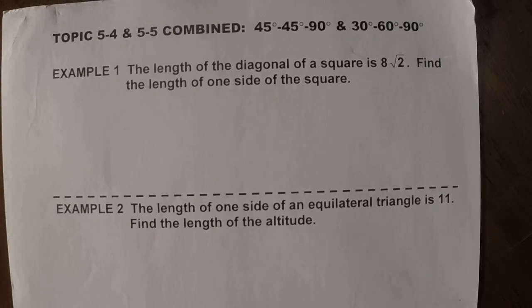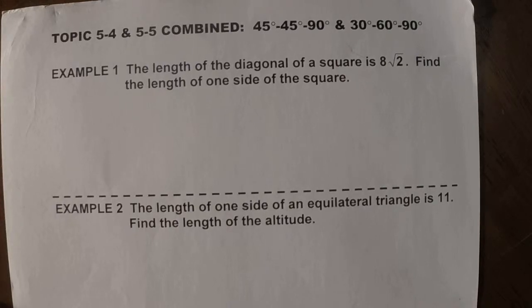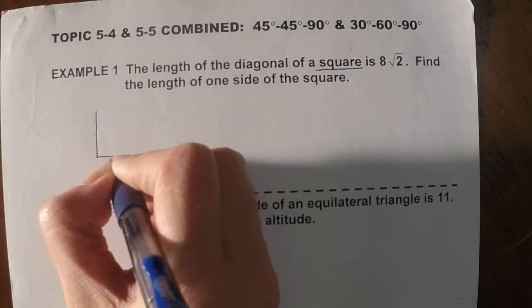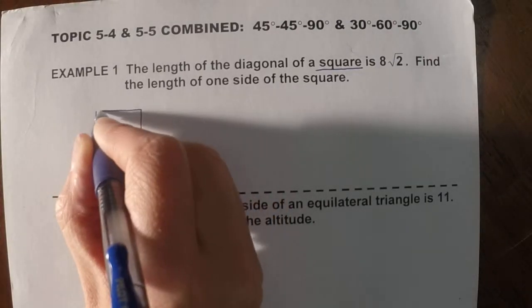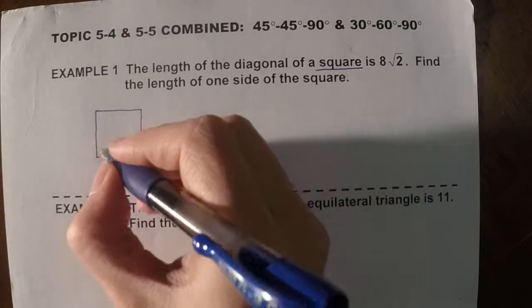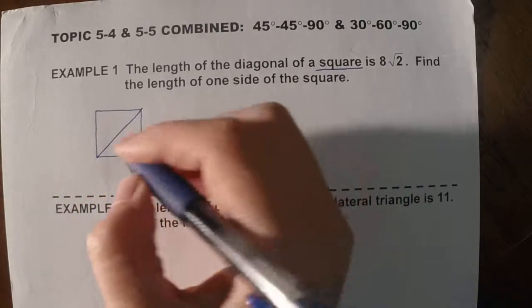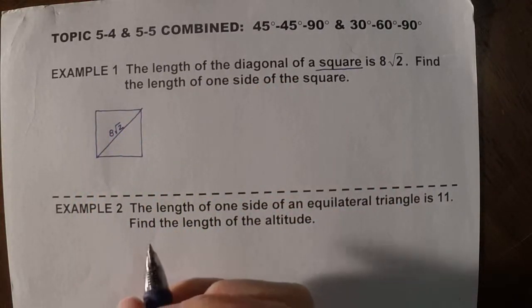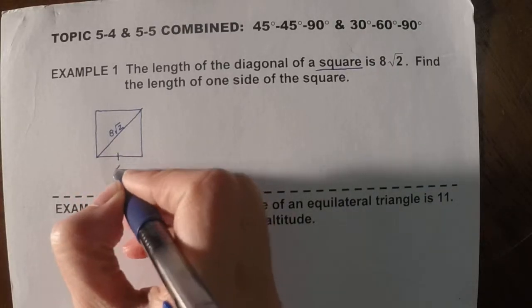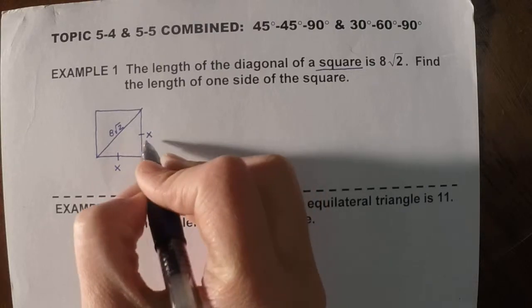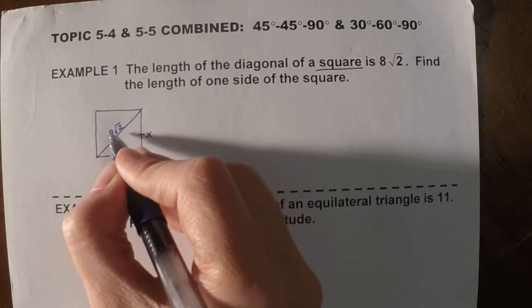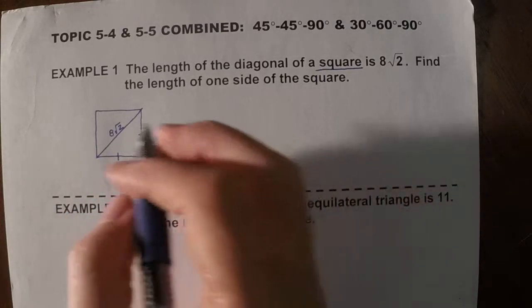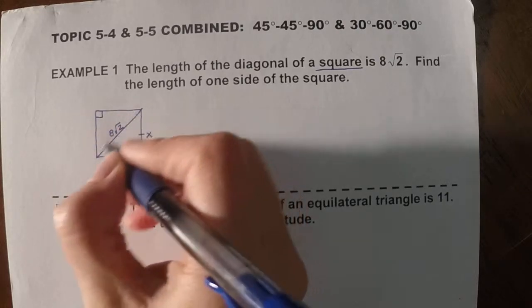So the first example says the length of a diagonal of a square is 8 root 2. So the first thing you're going to do is draw what it says. So if we draw a square, we know that in a square all sides are equal, but it says that the length of the diagonal is 8 root 2. Now, we could use Pythagorean theorem to find this because we would know that this is x and that this is x, and then we could say x squared plus x squared equals 8 root 2 squared, and we could solve that way. But since we know it was a square, all of these were 90 degrees.